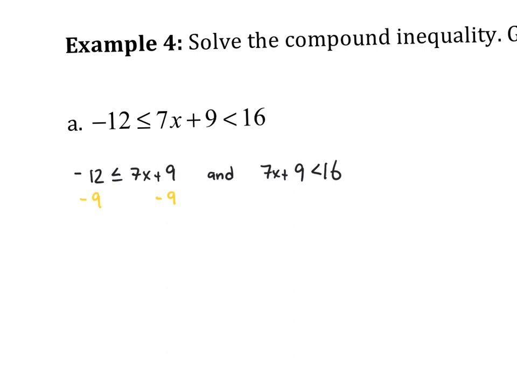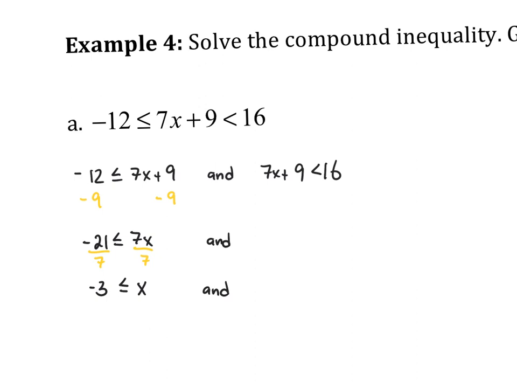-9, I subtract 9 from both sides to get -21, less than or equal to 7x. And divide by 7. Notice I do not need to flip the symbol because dividing by 7 is a positive, so it won't affect. Here is x is greater than or equal to negative 3. I'm going to bring the word and down for each level.